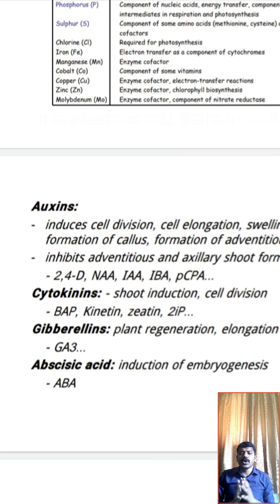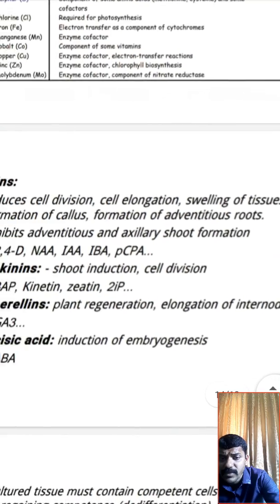Basically, we know about auxins, cytokinins, gibberellins and abscisic acid. So auxins are basically used when we want rooting, when we want to produce roots and don't want shoots, then there is the need of auxins. If we want cell division and shoot induction, then there is need of cytokinins. Zeatin is the naturally available cytokinin. Likewise, kinetin is there, and gibberellins are basically for elongation of the internodes.